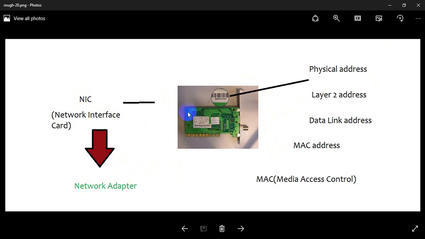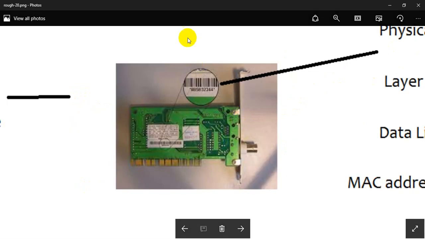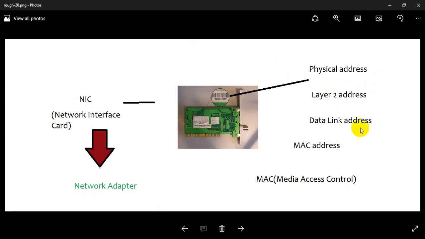Where is the physical address written? On this NIC, like here, zoomed in. This is the physical address, also known as the layer 2 address, also known as the data link layer address, also known as the MAC address, also known as the media access control address. MAC.